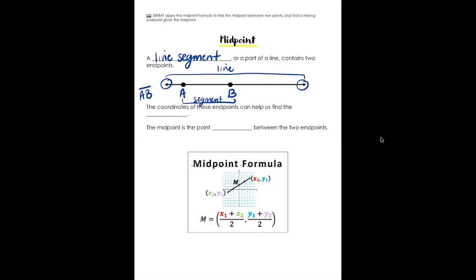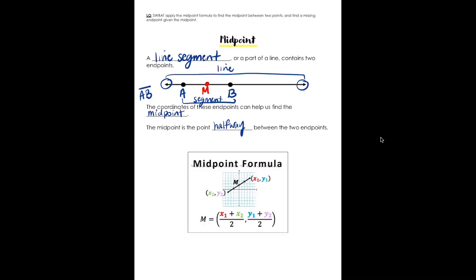So the coordinates of these endpoints can help us find the midpoint. You need to know the coordinates of the endpoints to find the midpoint, okay? The midpoint is exactly what it sounds like, middle. The midpoint is the point halfway between the 2 endpoints. I'm gonna change my color. I'm gonna put another point right there. I'm gonna call that M. That is the midpoint. It's halfway between the 2 endpoints.